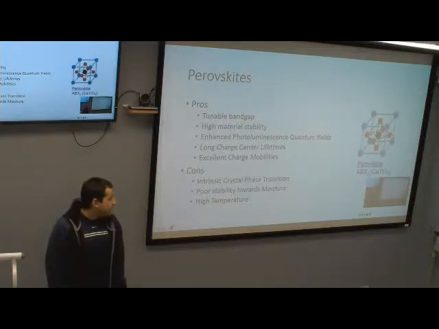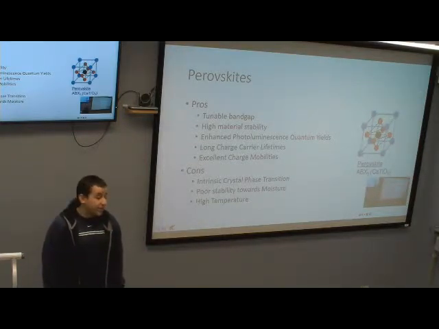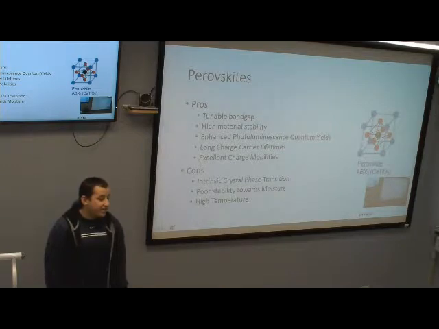For the chemical ABX3, A usually refers to an organic cation such as methylammonium or formamidinium, and there are also cases where they use an inorganic cation such as cesium. B is usually a divalent metal such as lead 2 or tin 2. X is just a halide, just your average halide.